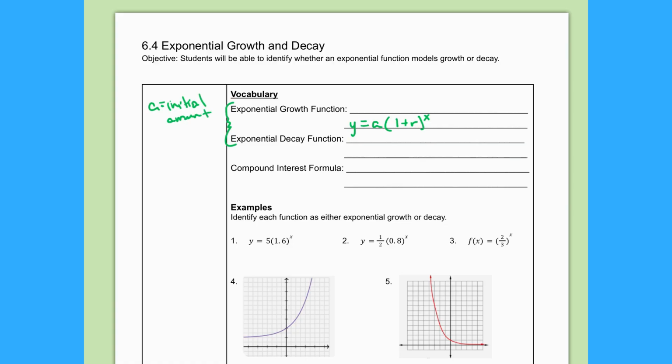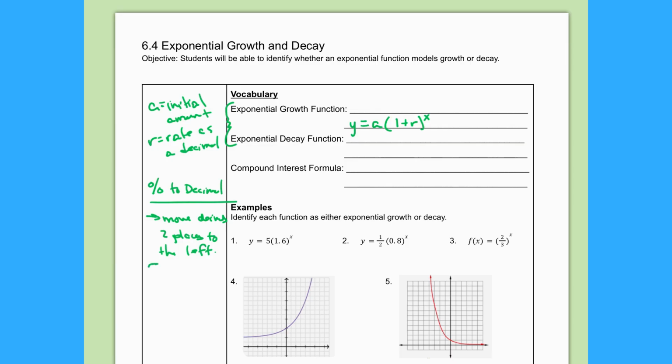So what do you start with? The r is the rate as a decimal. So it's almost always going to give you the rate as a percent. We need to turn that percent into a decimal. If you need to remember how to do that, to turn a percent into a decimal, you move the decimal 2 places. Move the decimal 2 places to the left.